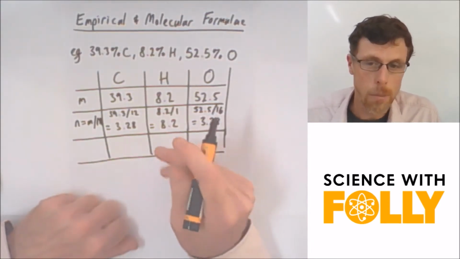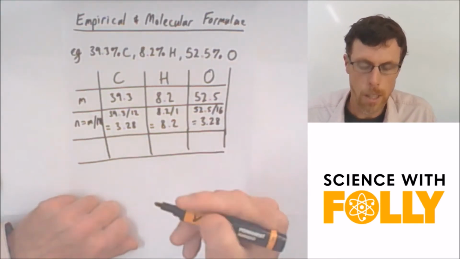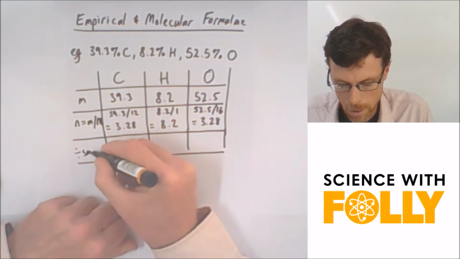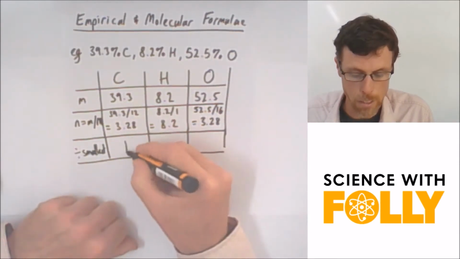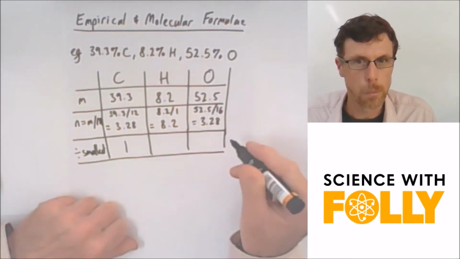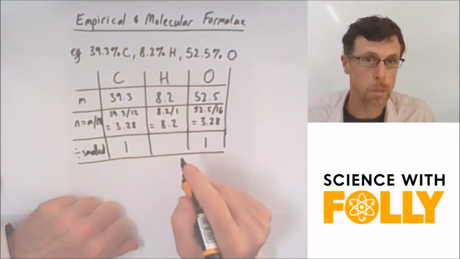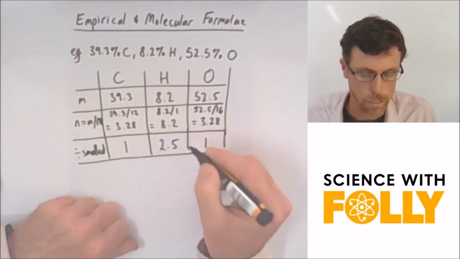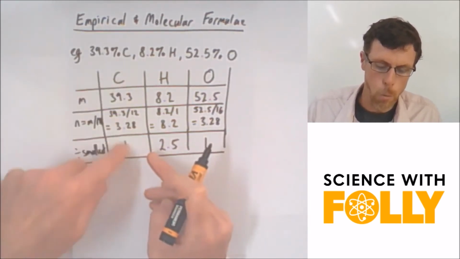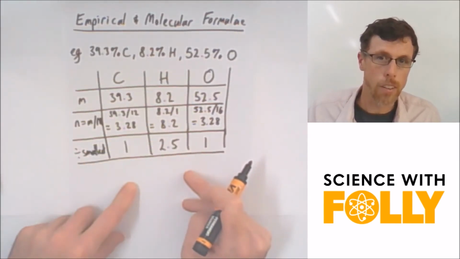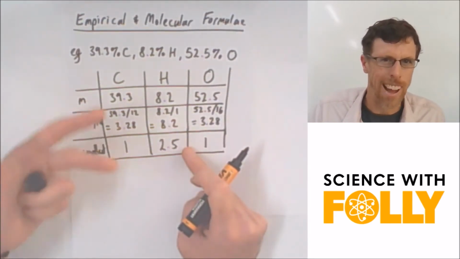Now I divide them by the smallest number here. And as you can see, 3.28 and 3.28 are both the smallest. So 3.28 divided by 3.28 is 1. 3.28 divided by 3.28 is 1. And 8.2 divided by 3.28 is 2.5. When you look at this, you can see this would tell me that I've got 1 carbon, 2.5 hydrogens, and 1 oxygen. But you can't actually have half an atom.